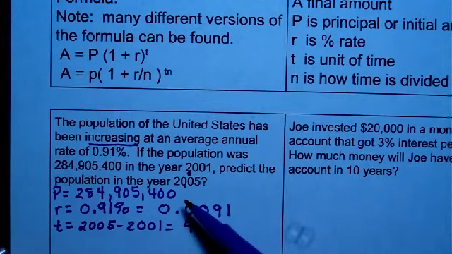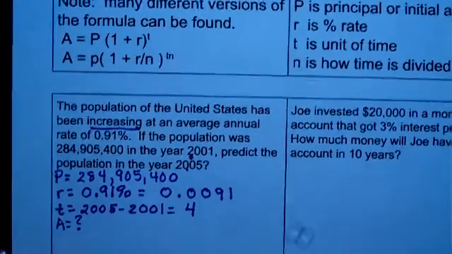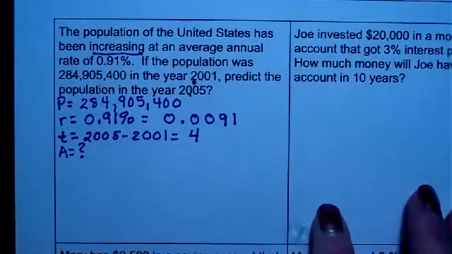So this is my starting population. This is my percent of increase on the population. I'm really trying to find out after 4 years, what is my new population? So what I'm really looking for here is A. Okay. Now let's go ahead and let's use our formula.